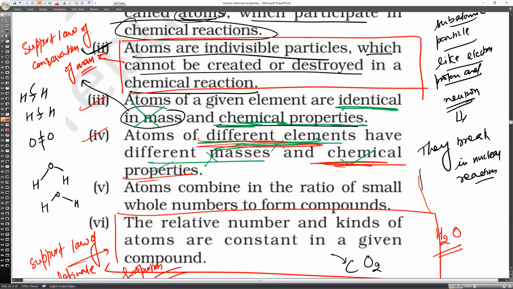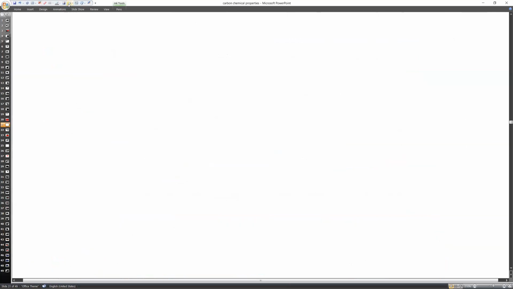So let's move to the next part. Okay, let's understand the average atomic mass calculation. Average atomic mass calculation is very important. So how will we be able to calculate the average atomic mass?